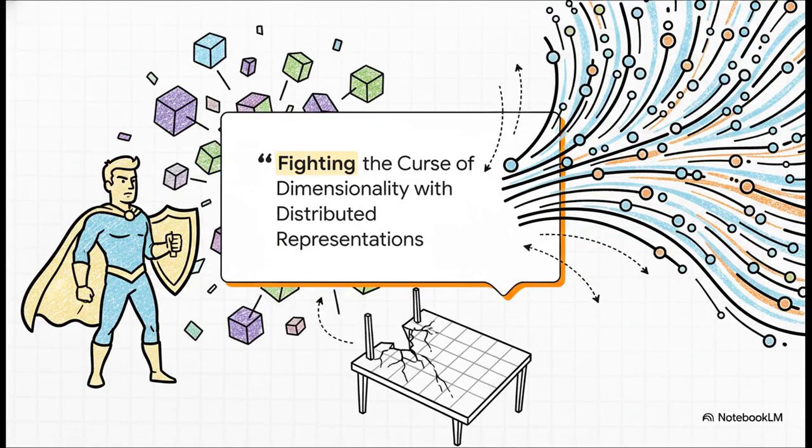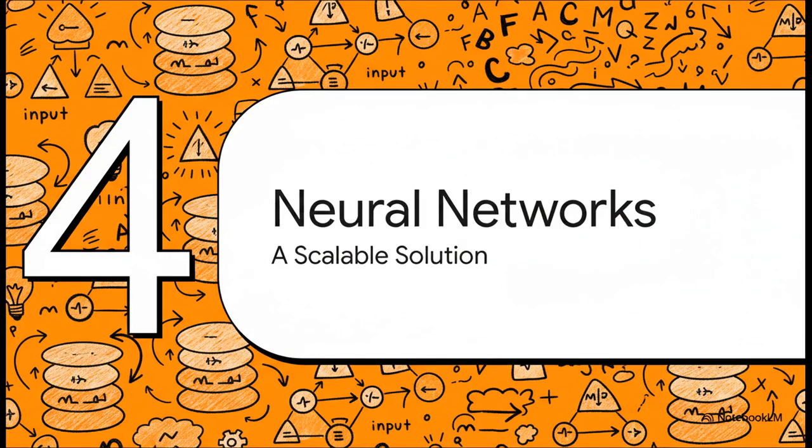But enter the hero of our story. Back in 2003, Yoshua Bengio and his colleagues published a landmark paper with exactly this title. This paper fundamentally shifted the paradigm in artificial intelligence. Bengio proposed an incredibly elegant way to escape this curse. He basically said, we need to throw away these massive, rigid counting tables completely and use something entirely different. And that gives us Section 4, the neural network solution.